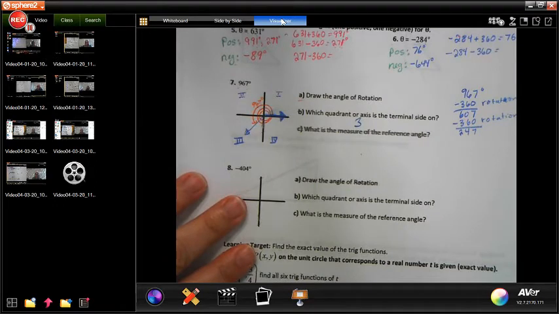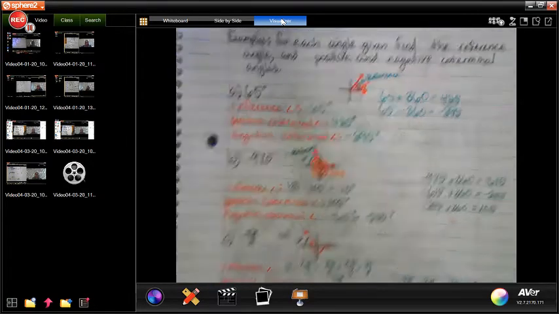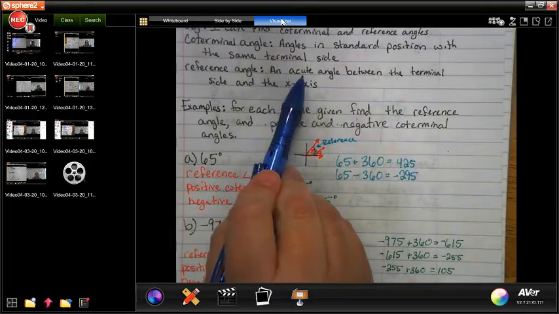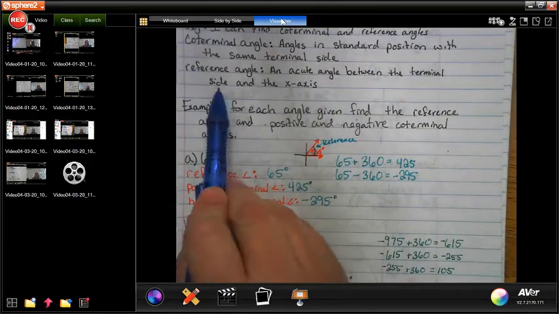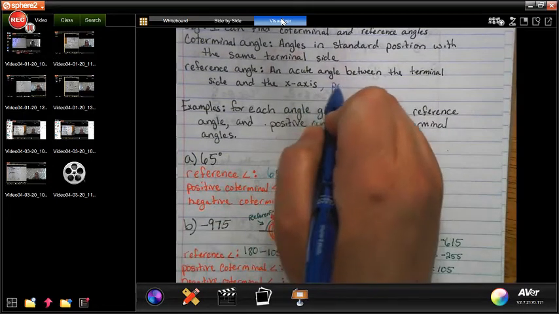What is the measure of the reference angle? Now the reference angle, here we go, it's an acute angle. It's between the terminal side and the x-axis, and one other thing, it's always positive.